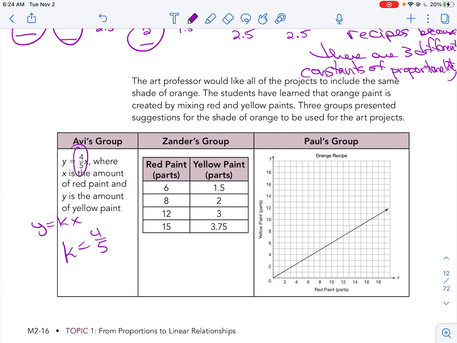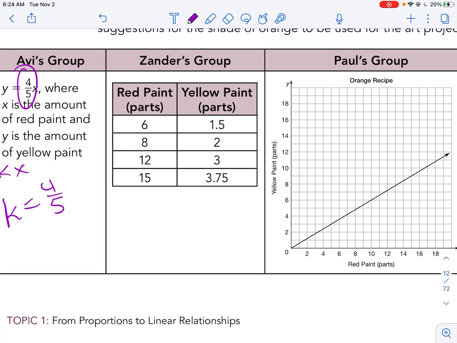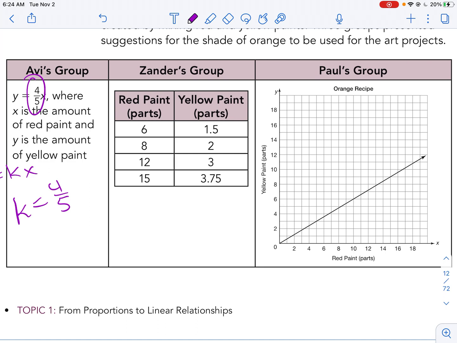How did I know that? It's an equation. You just get it from right here. On this one, we're taking yellow over red. How did I know that? Because x is the amount of red paint, y is the amount of yellow paint. Okay, so 1.5 over 6 is a little more difficult, but if you plug it into a calculator, I get 0.25.